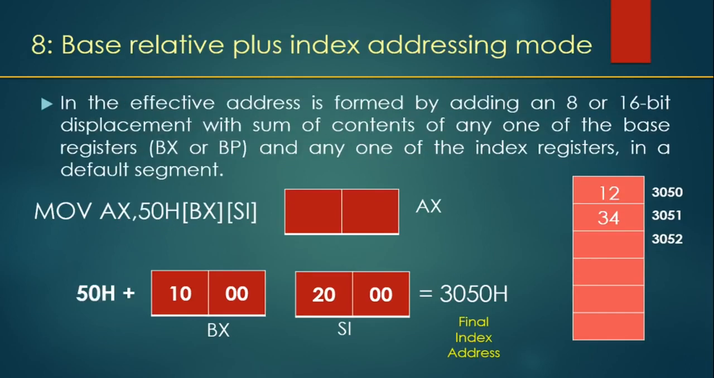So last is base relative plus index addressing mode. In this addressing mode, we have a combination of both the previous modes. We have the BX register, we have the index register SI, and we have the offset. All these values will be added together to get us the effective address. If you think about the example given in the slide, AX will have the data from the memory location 50 plus 1000 plus 2000, that is 3050, and the data will be copied to the AX register. So that is base relative plus index addressing mode.